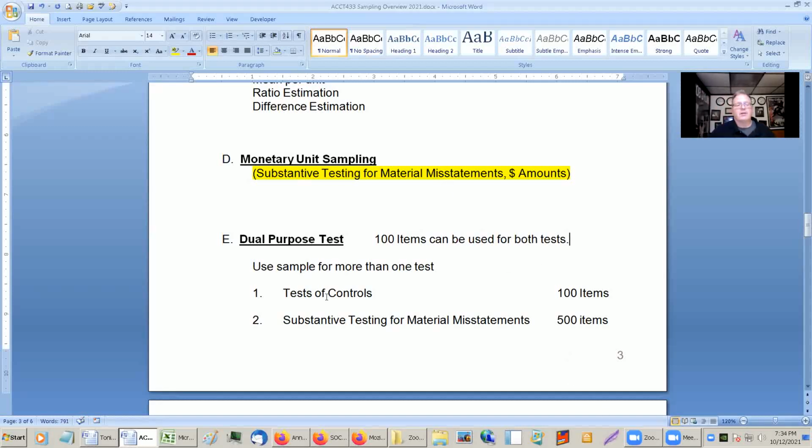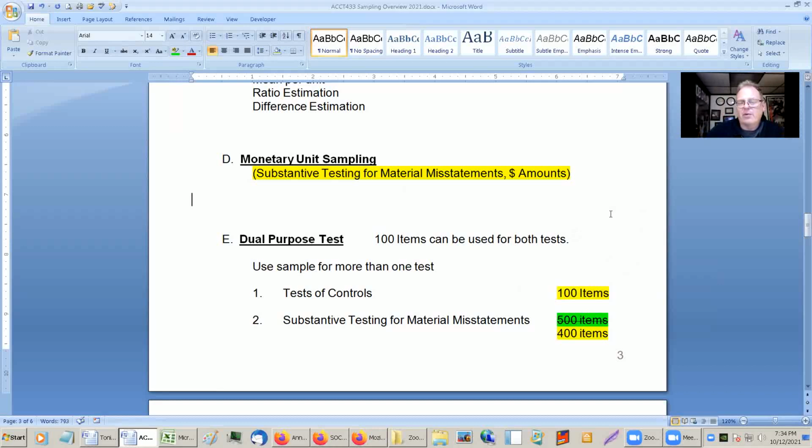So these test controls, 100 items would be for both tests, and then instead of down here, instead of the 500 items, you could say, okay, I already got 100, so I'm going to pick an extra 400 ones, and then I'll just use the ones from the previous one. So you really only have to pick 400 of those, and with 100 of those to get your 500. Make sense?